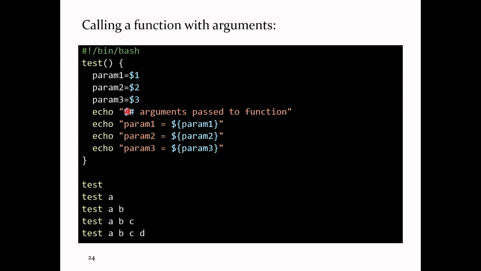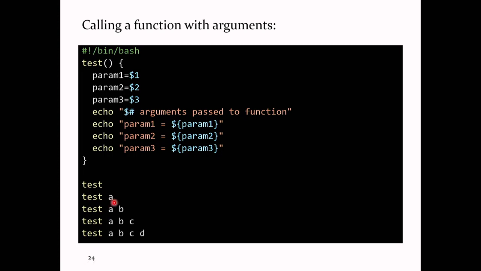But inside the function, it's the number of arguments passed to the function. So if you call test with no arguments, it's not an error. $1 is not set, so param1 gets the empty string. $2 is not set, so param2 gets the empty string. $3 is not set, so param3 gets the empty string. $# is 0. No command line arguments were passed to the function. So when you print out param1, param2, and param3, you'll get empty, empty, empty in this case.